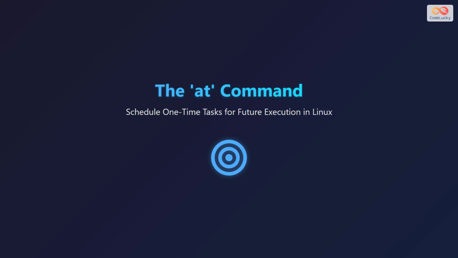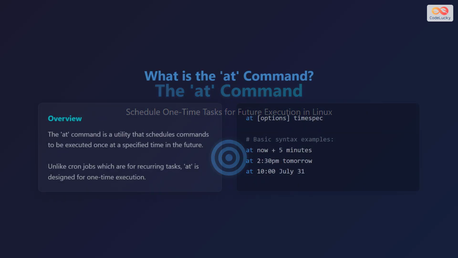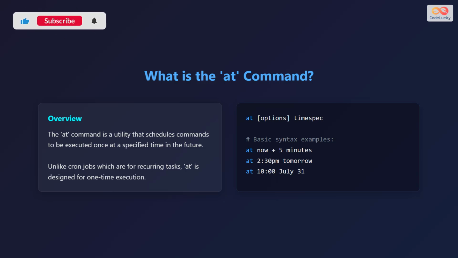In this video, we are going to explore the at command. The at command is used to schedule one-time tasks for future execution in Linux. The at command is a utility that schedules commands to be executed once at a specified time in the future. Unlike cron jobs, which are for recurring tasks, at is designed for one-time execution.